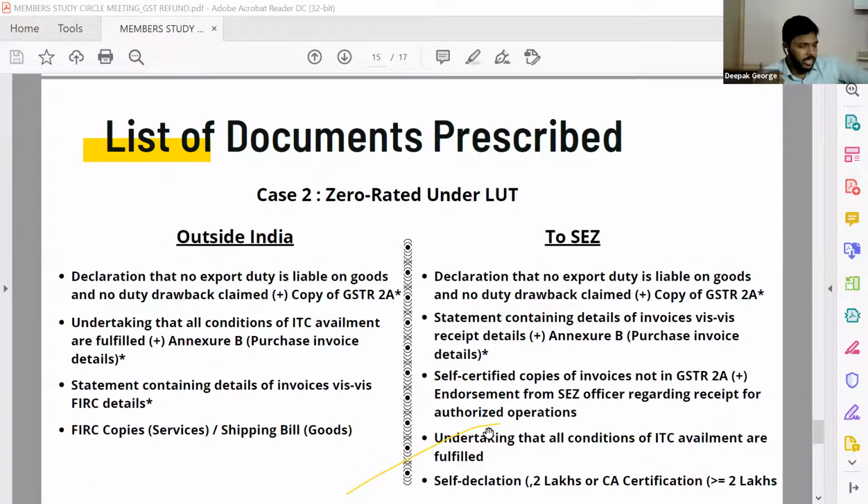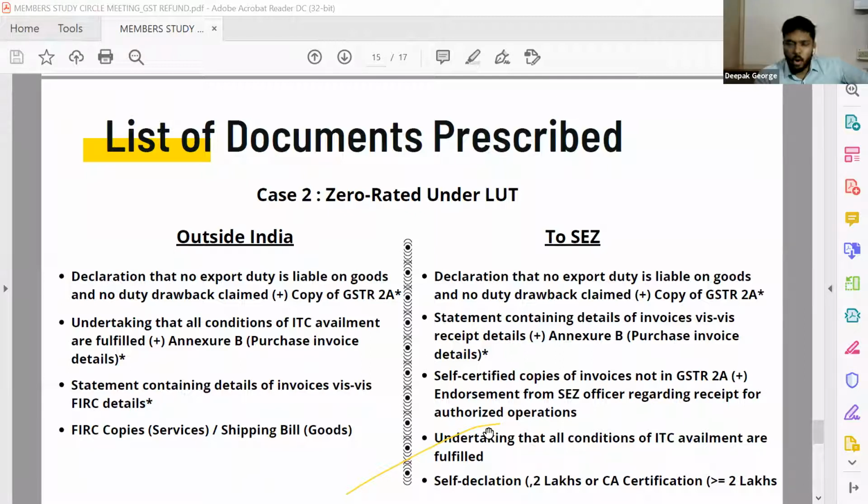You have an undertaking that you have fulfilled all the ITC conditions. You also have to have an endorsement, as mentioned above, from the cess officer that the receipt is for authorized operation, right? And the declaration that you have not availed or not charged GST on the cess supplier.